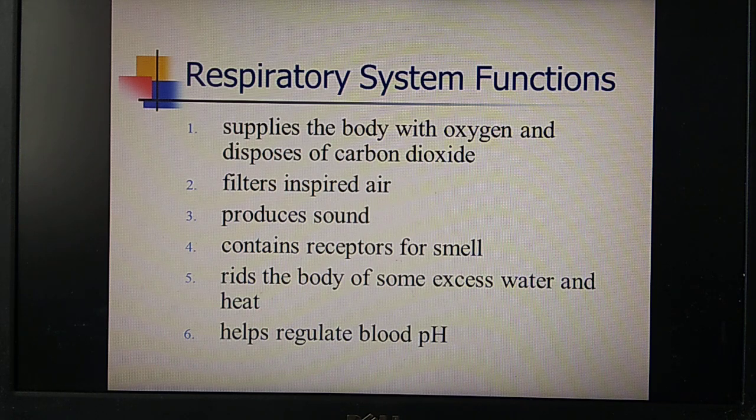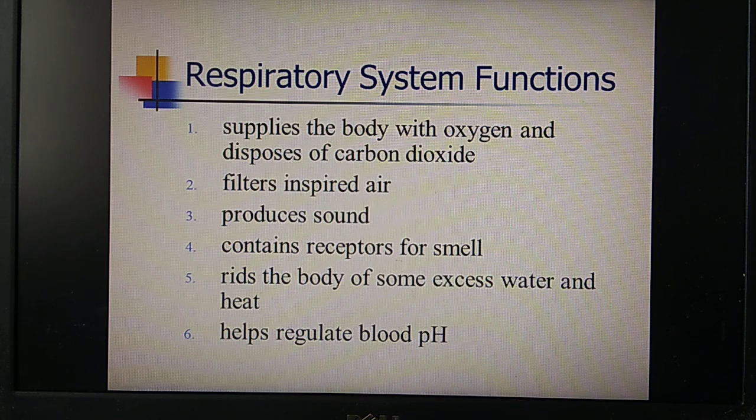And it contains receptors for smell. Without the nose, it is nearly impossible to identify odors or smells. So the nose helps with smelling, since it contains olfactory receptors.